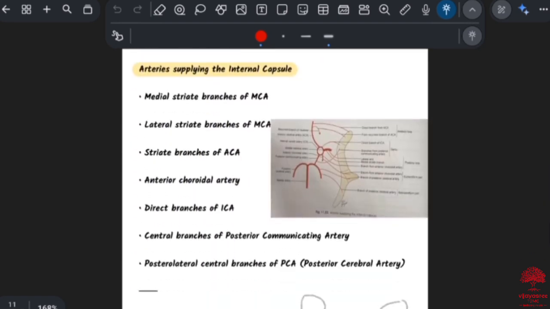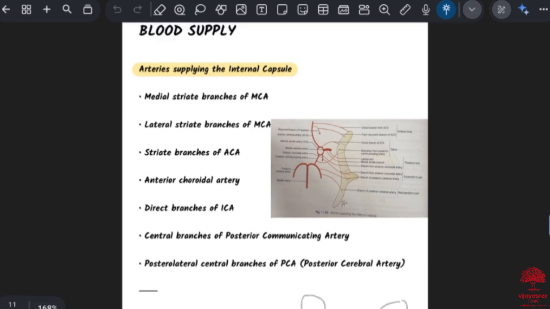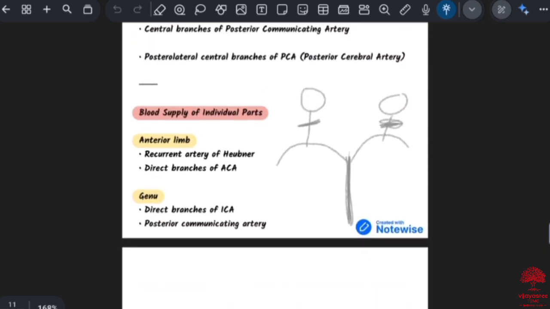mainly the blood supply supplying the internal capsule are the medial striate branches of the middle cerebral artery, lateral striate branches of the middle cerebral artery, and striate branches. So we can discuss the parts individually. The anterior limb is supplied by the recurrent artery of Heubner and the direct branches of the ACA. Then the genu is supplied by the direct branches of the internal carotid artery and the posterior communicating artery.